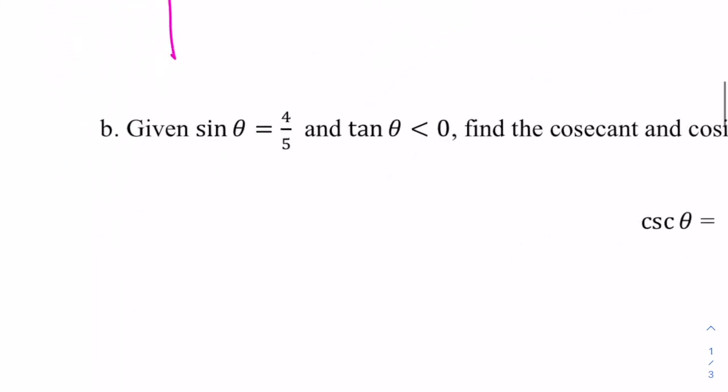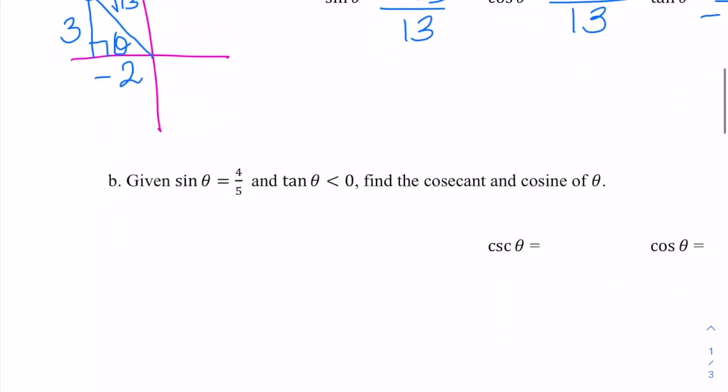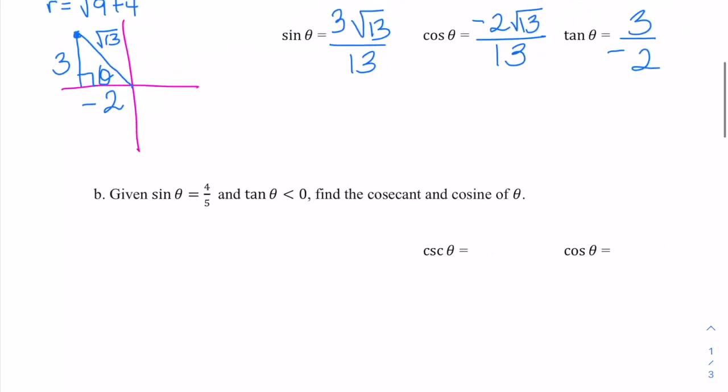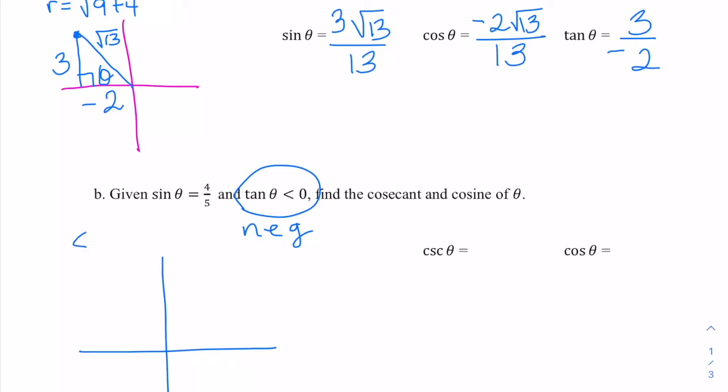All right, let's try this next one. The sine of theta here is 4/5, but they also tell us that the tangent is going to be negative, less than 0. So when we consider which quadrant it's going to be, remember sine can be positive in the second quadrant and the first quadrant. So it has to be one of these, but the tangent will only be negative in the second quadrant. So this terminal side should be in the second quadrant.